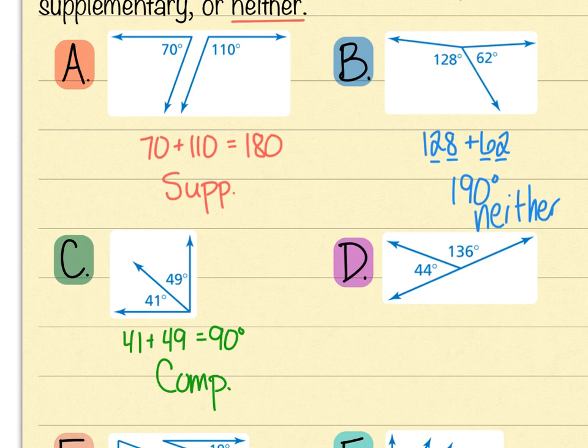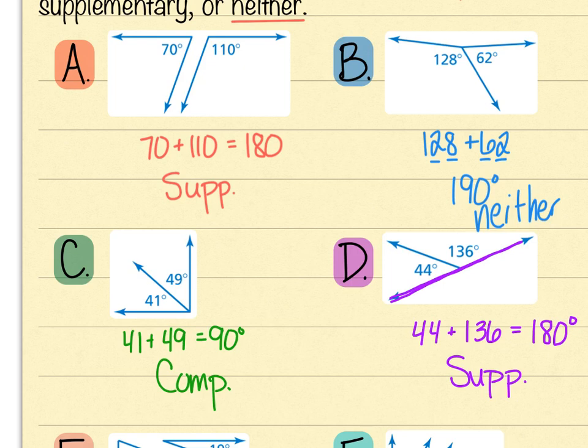And then example D, it looks like these two angles are forming a straight angle, which would measure 180 degrees. Let's check to see if that's true. 44 plus 136. The 6 and the 4 are going to make a 10. I'm going to carry that 1 to make 7 plus 1's 8. So if I add these together, I will get 180 degrees. So they are supplementary.